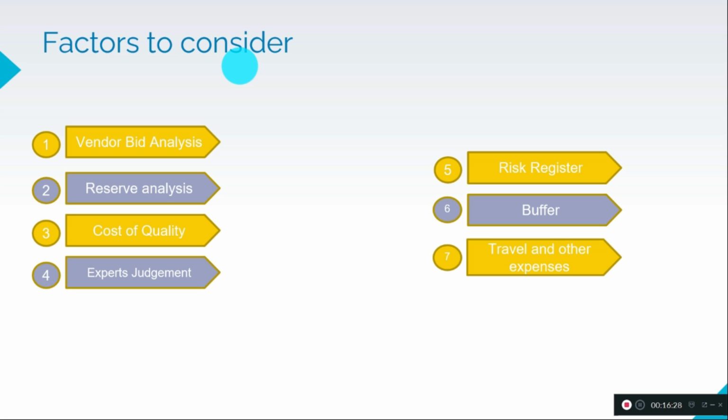And cost of quality. When we deliver any workable item, there is a cost involved to create a quality project. So what is the cost of quality? And expert judgment. When we are estimating the project, we need to get opinion from experts. And risk, what are the risks involved in this project, and how will they affect the cost and budget. And buffer, so providing the buffer for the project actually. And the next one is travel and other expenses.